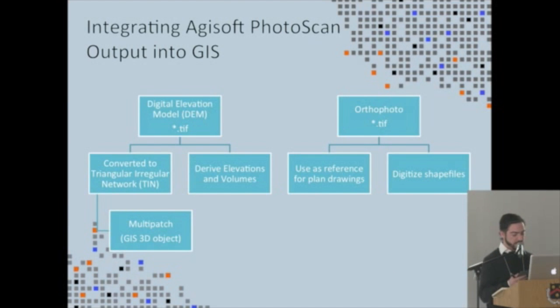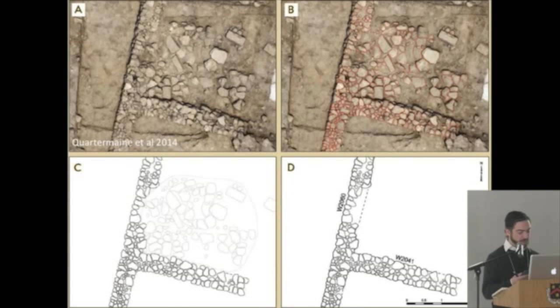once they are loaded into a GIS, DEMs can be converted into triangulated irregular networks or TINs, which can then be combined to construct volumetric objects belonging to the multi-patch feature class. DEMs can also be analyzed to derive elevations or as the input for volumetric calculations such as cut and fill. Orthophotos, which we'll come back to below, can be used as reference for plan drawings or as an aid for the heads-up digitization of polygon, polyline, and point features. These features can be used as database entries and their outlines later incorporated into reports and final plans and illustrations.